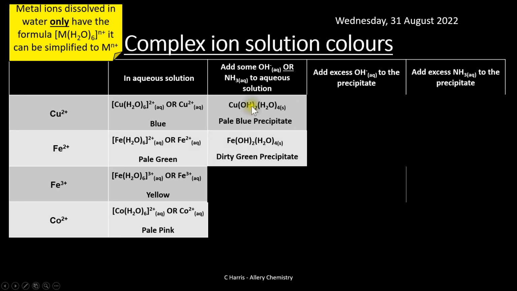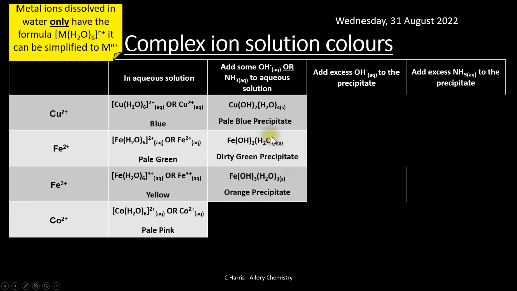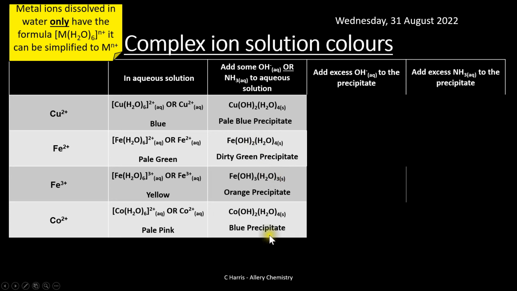Iron 2+, again, we need to add some hydroxide ions. We've got 2 OHs there, and we've got water ligands, so just enough to form that precipitate. So if we add a small amount, we'll get a precipitate. Again, it's got no charge. With iron 3+, we need to add a little bit more hydroxide ions in there, or ammonia. And obviously this is going to form an orange precipitate, so we get Fe(OH)3(H2O)3. We just need a little bit more than what we do up here, but nonetheless we're still forming a precipitate. And then cobalt, again, we form a blue precipitate here.